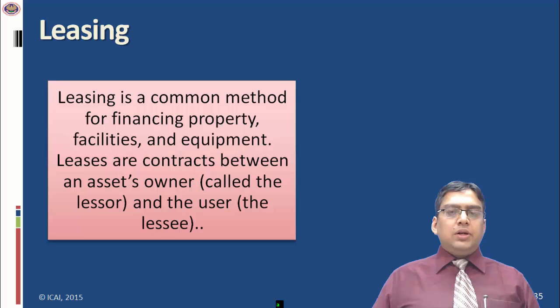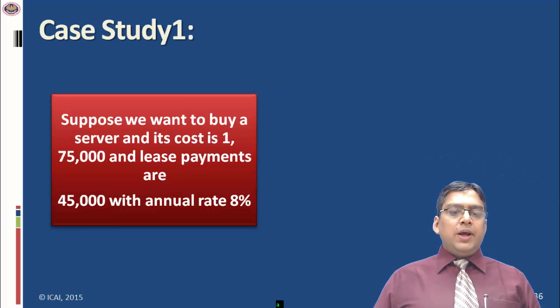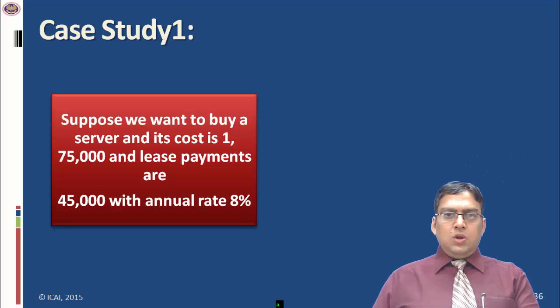Next one is leasing. Leasing is a common method for financing properties, facilities, and equipment. A lease is a contract between an asset owner, the lessor, and the user, the lessee. The lessor is the owner and the lessee is the user. Let's discuss a case study. Suppose we want to buy a server and its cost is 1,75,000, and lease payments are 45,000 with an annual rate of 8%.